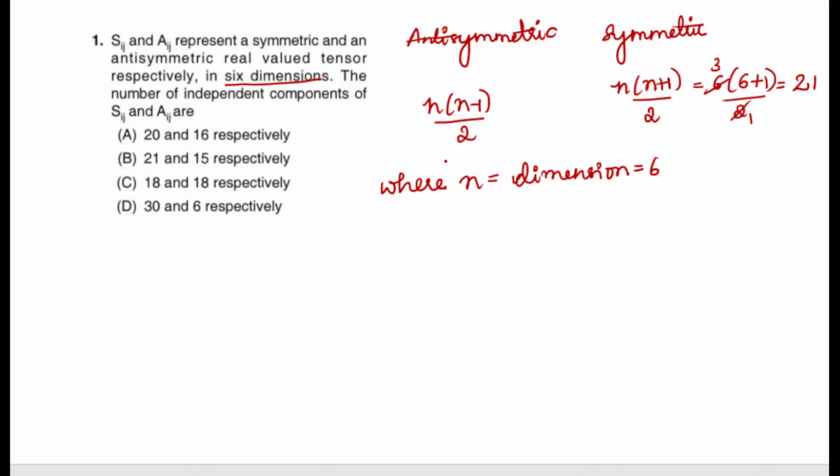21. Here it will be n into n minus 1, that is 6 into 6 minus 1 divided by 2. 2 ones are 2, threes are 6, minus 1 it is 5. 5 threes are 15. 21 and 15 is the right answer. First they have asked the symmetric, then the antisymmetric. So the right option is option B, that is 21 and 15 respectively.